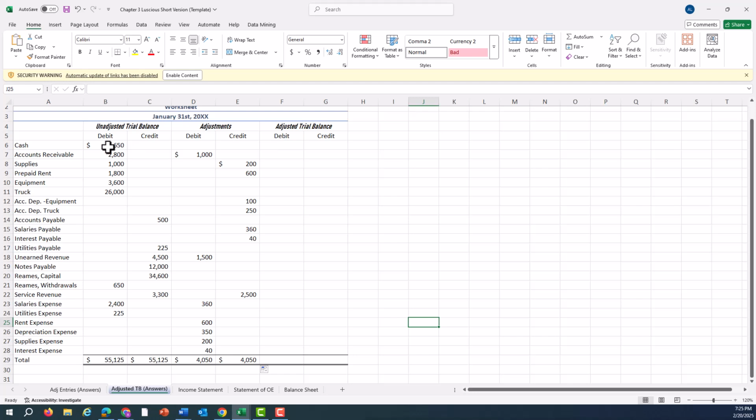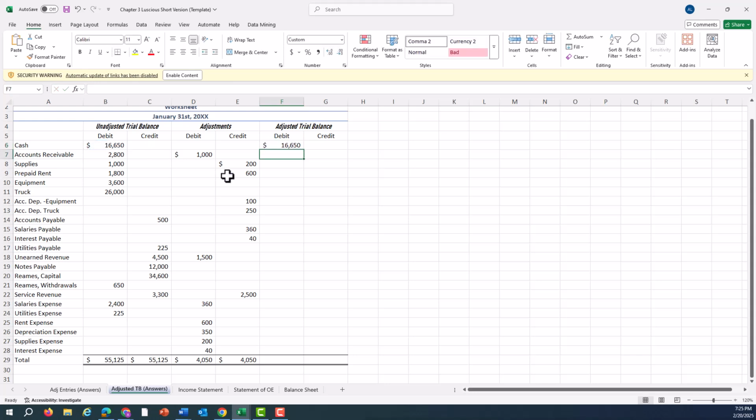Let's start with cash. Cash before the adjustments had a $16,650 debit balance, and we did nothing with it during the adjustments, which means nothing has changed. Our adjusted balance is the same thing as our unadjusted balance. We can just go and bring this on over.